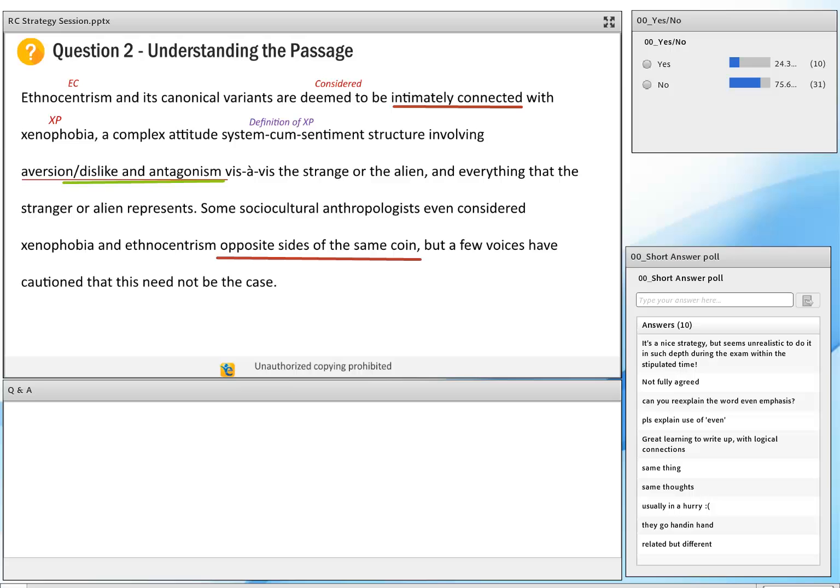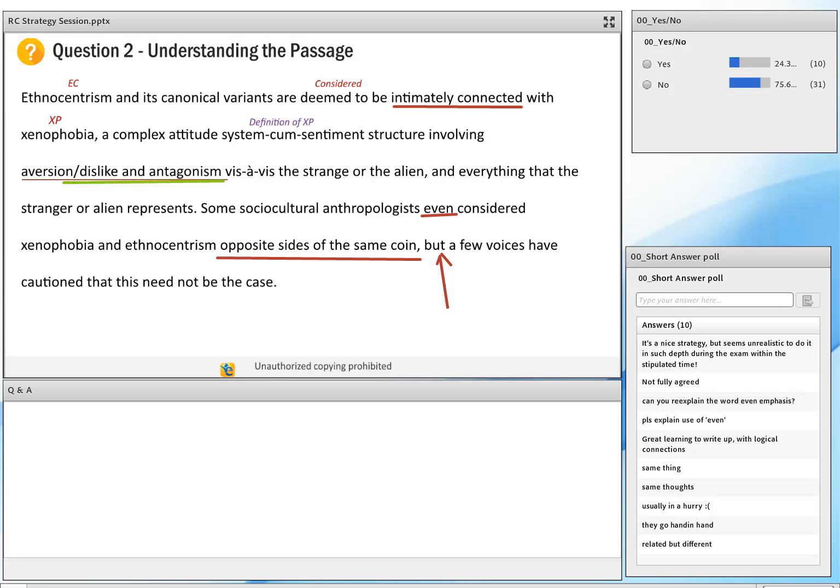Okay, so that's why the author has used the word "even." Essentially, these three things together tell the same thing. But a few voices, now let's talk about this, but a few voices have mentioned that this need not be the case. Here the author is presenting a contrast, saying that a few people have said this need not be the case, that opposite sides of the coexistent may be taking it too far. That's what he's saying.